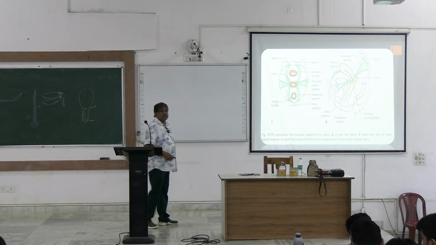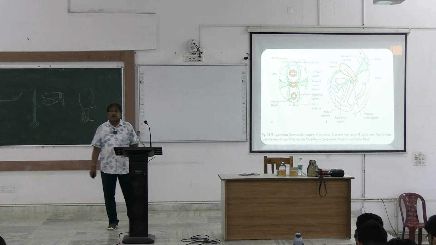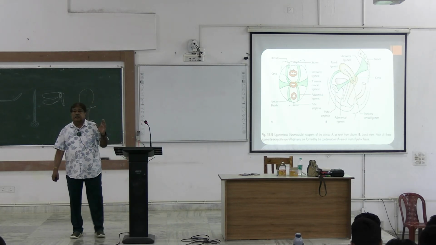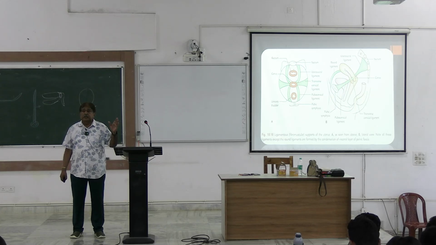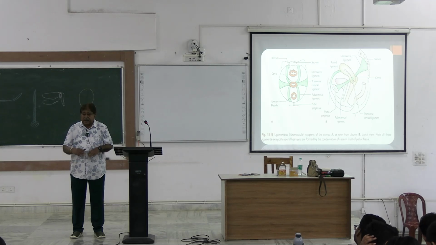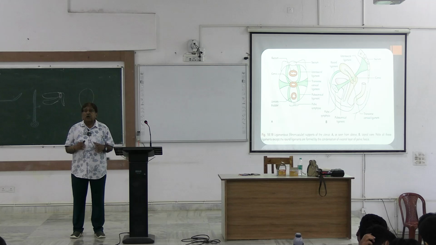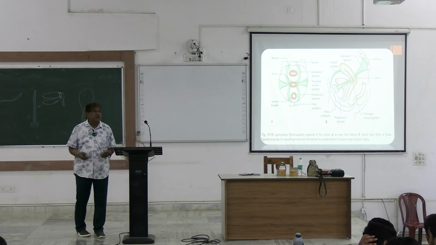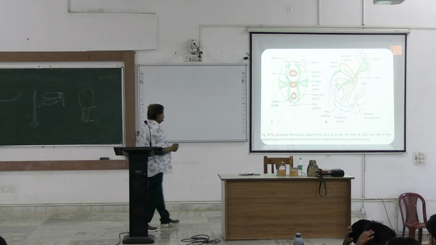Now, this is a very good illustration. Please, when you go to the dissection hall, see it at least once in the dead body, and see all the organs, the position of the uterus and the position of the ovary. Okay?